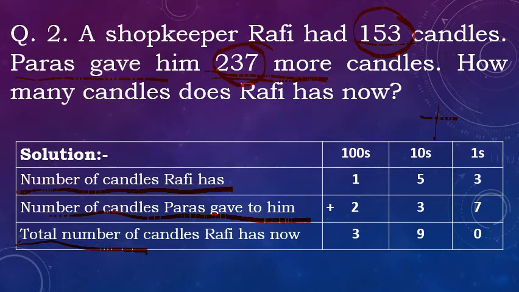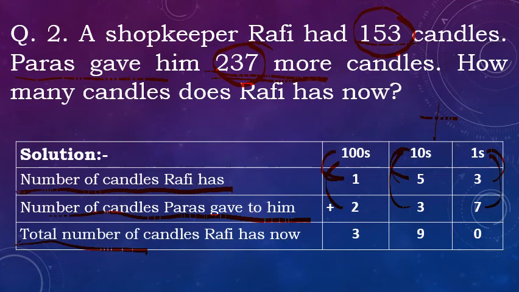Again, it is very important to write the right number at the right place. So in 153, 100, so 1 will go to hundreds place. 53, 50 means 5 tens are 50, so 5 will go to tens place and 3 will go to ones place. Another number, 237, 200, so 2 will go to hundreds place. 37, 30 means 3 tens are 30 and 7 will go to ones place.